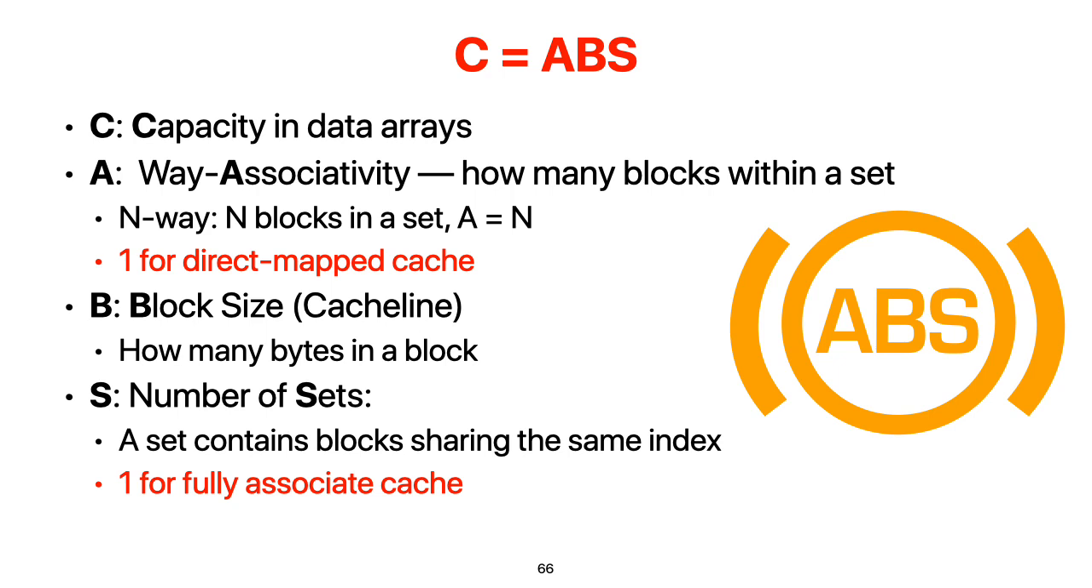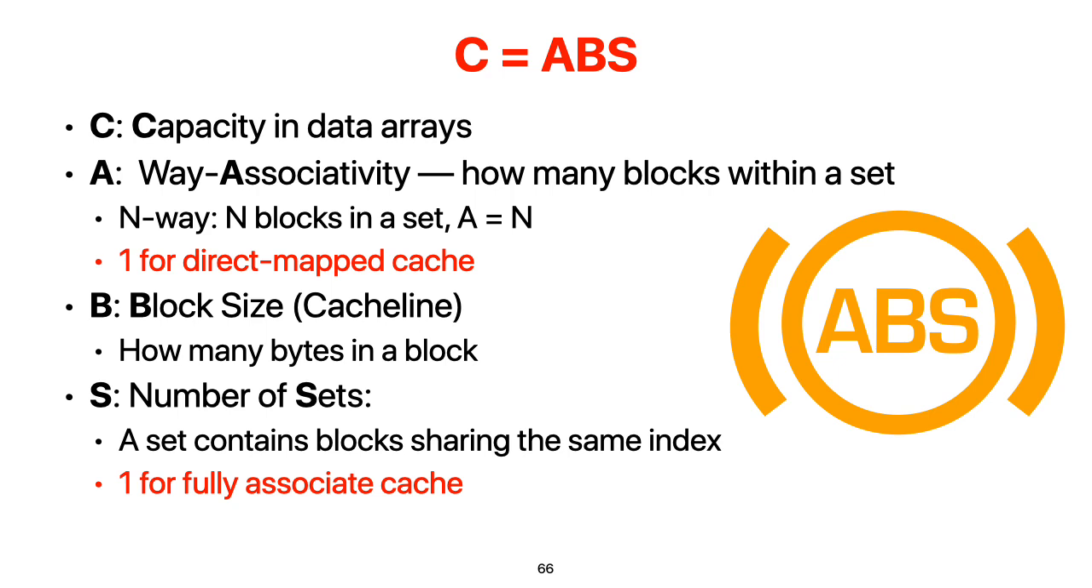So as you can imagine, if I want to emulate the process of accessing the cache, it's very important for me to know how to partition my address. And we have a very quick formula to help us calculate that. That's C equal to ABS. Here, C means the capacity of your data arrays. And A means the associativity of your cache. And typically, if we say n-way cache, it means n blocks within a set. So A would be set to that n.